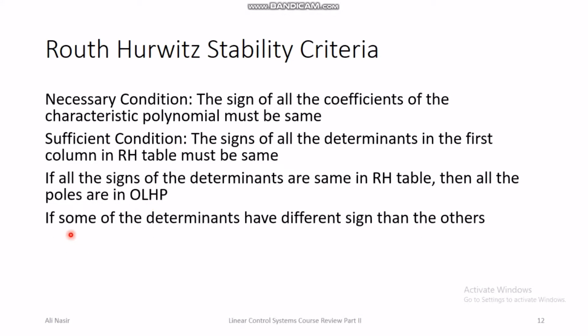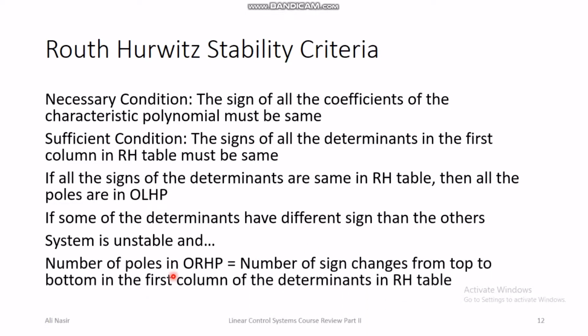If some of the determinants have different sign than the others, then the system is unstable, and the number of poles in the open right half plane is equal to the number of sign changes from top to bottom in the first column of the determinants in the Routh table. This we have already discussed, and we shall see it again today with the help of an example.